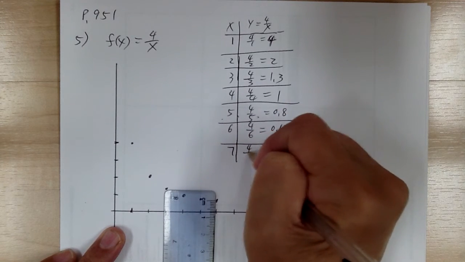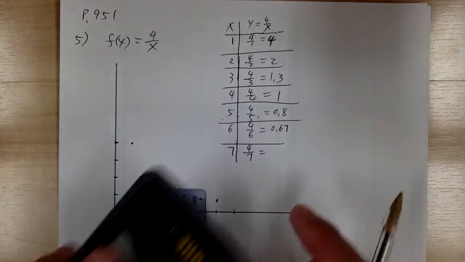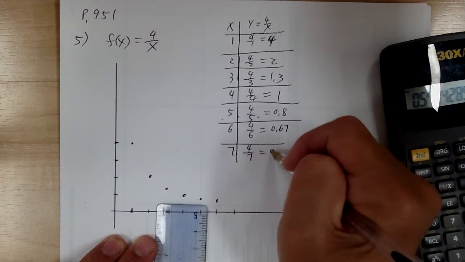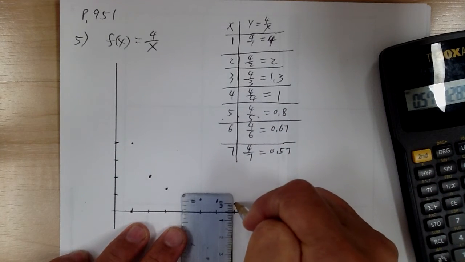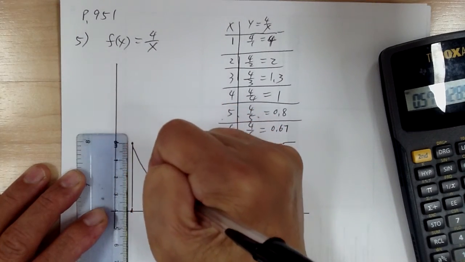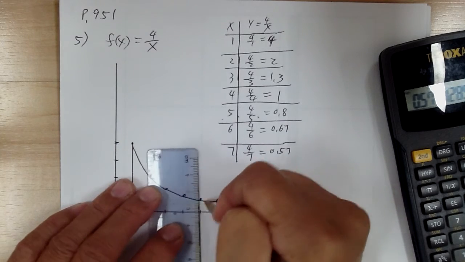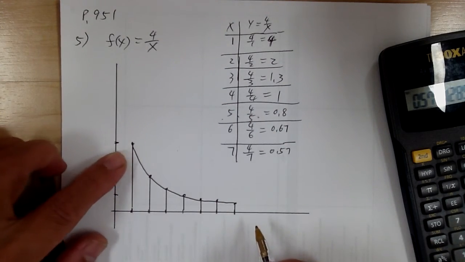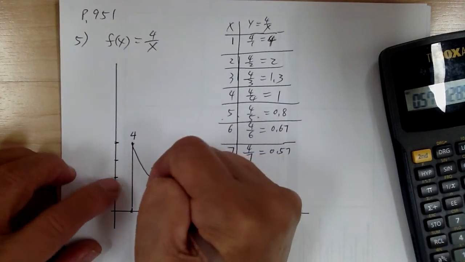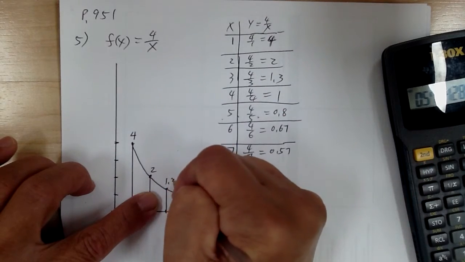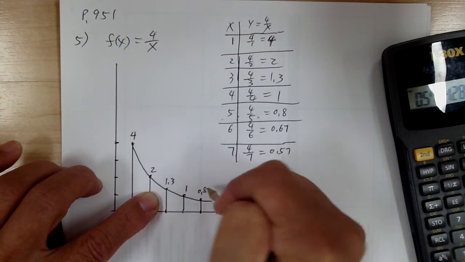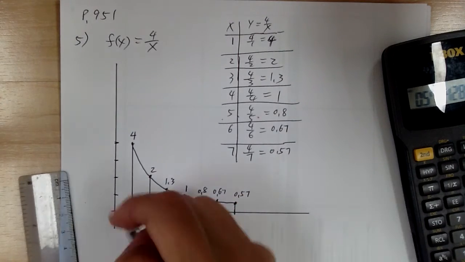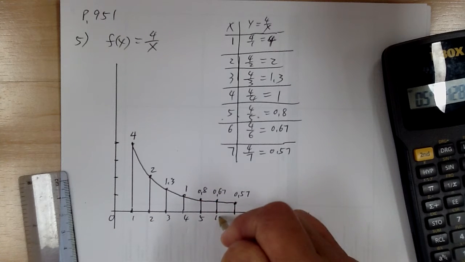And then the 7 would be 4 over 7. This one's a bit harder, so get your calculator. So 4 divided by 7, so 0.57. Okay, and here are your strips. Okay, I'm just going to put the y value in here. So this is the 4, and this is the 2, and this is 1.3, this is 1, 0.8, and 0.67, 0.57. Okay, I'm just putting the height. And this is 0, 1, 2, 3, 4, 5, 6, 7.